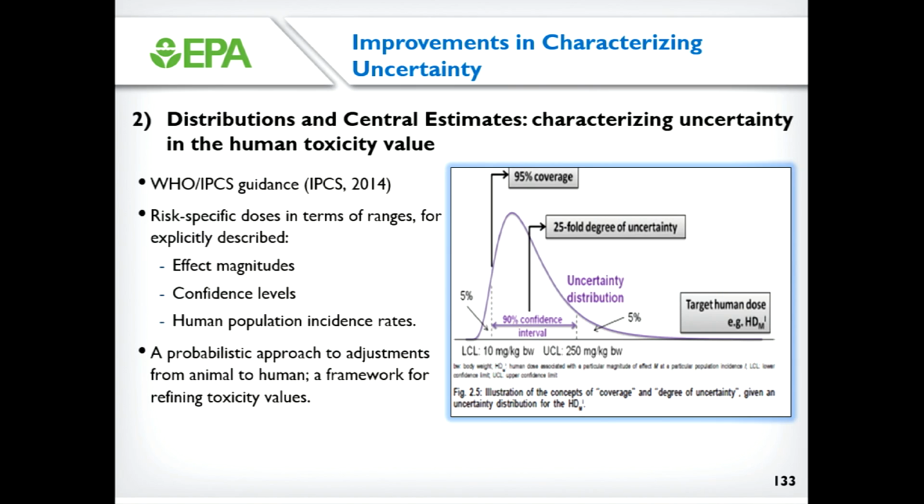So what's interesting about this is you can go beyond just a sense of a central estimate and a lower bound on the point of departure to talk about a dose in humans and take into account uncertainty and extrapolating from subchronic to chronic or chronic to human exposures.